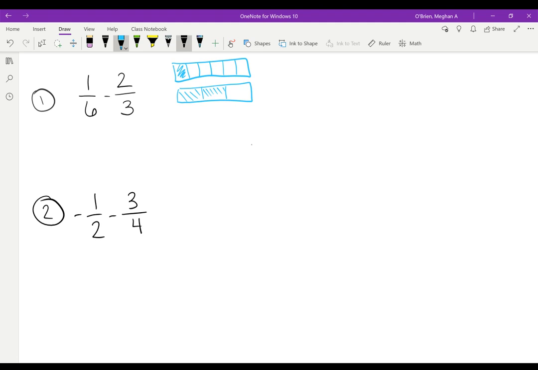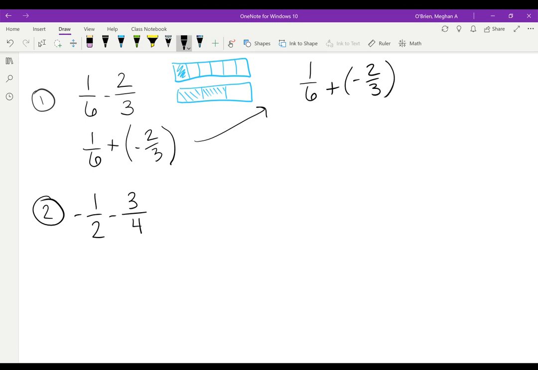So here we go. Let's do the work. 1/6 minus 2/3 is the same as adding the opposite. So 1/6 plus the opposite of 2/3, which is negative 2/3. Okay, I'm going to work it out up here. So 1/6 plus negative 2/3.